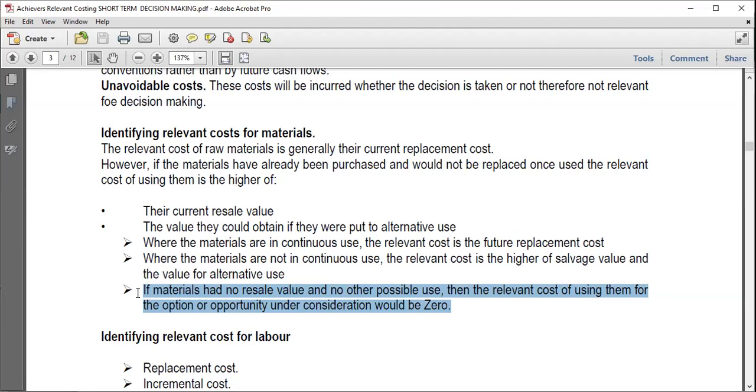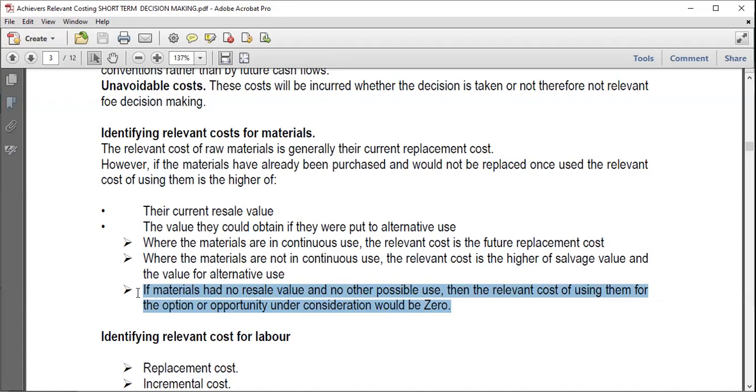But ideally, one of the materials, maybe it could be boxes. Those boxes cannot be used for any possible use and they have no resale value. No one is interested in them. Once we use them for that specific contract, we shall not cost them any value. Their value will definitely be zero.